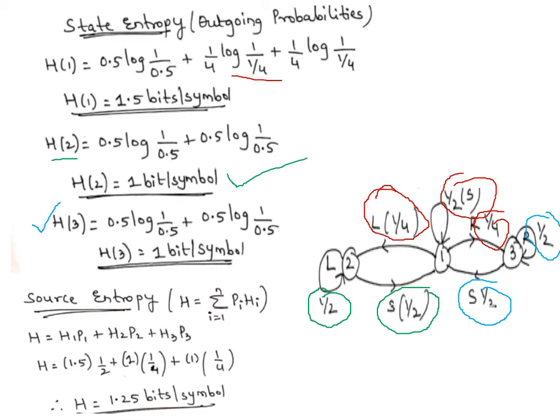And source entropy is given by H equals summation i equals 1 to n of pi into Hi. So n value is 3 because we have 3 states. So H is H1 into P1 plus H2 into P2 plus H3 into P3. Substitute state entropy, state probability. We obtain source entropy as 1.25 bits per symbol.